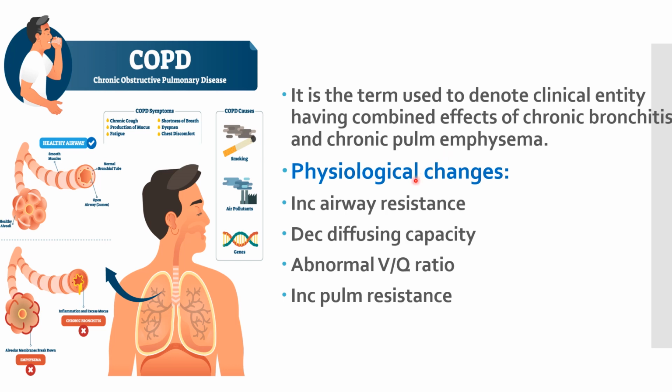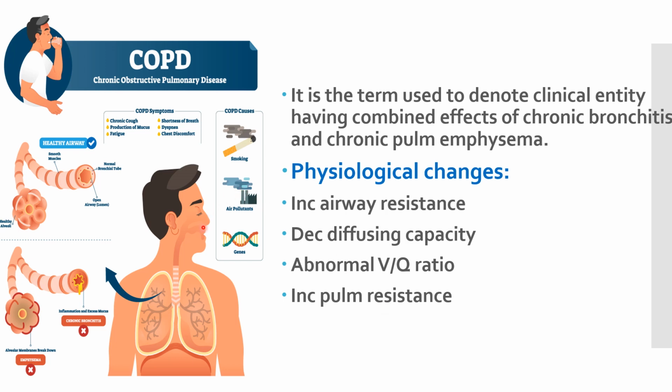The main physiological changes in this COPD are increased airway resistance, which occurs due to chronic bronchial obstruction, and decreased diffusing capacity of the lungs because of destruction of alveolar membrane, and abnormal VQ ratio. Low VQ ratio occurs in areas of lungs with bronchial obstruction, and high VQ ratio occurs in areas having marked loss of alveolar walls. And also there is increased pulmonary resistance due to decrease in number of capillaries owing to the destruction of lung parenchyma. This increased resistance may in turn cause pulmonary hypertension in these patients.